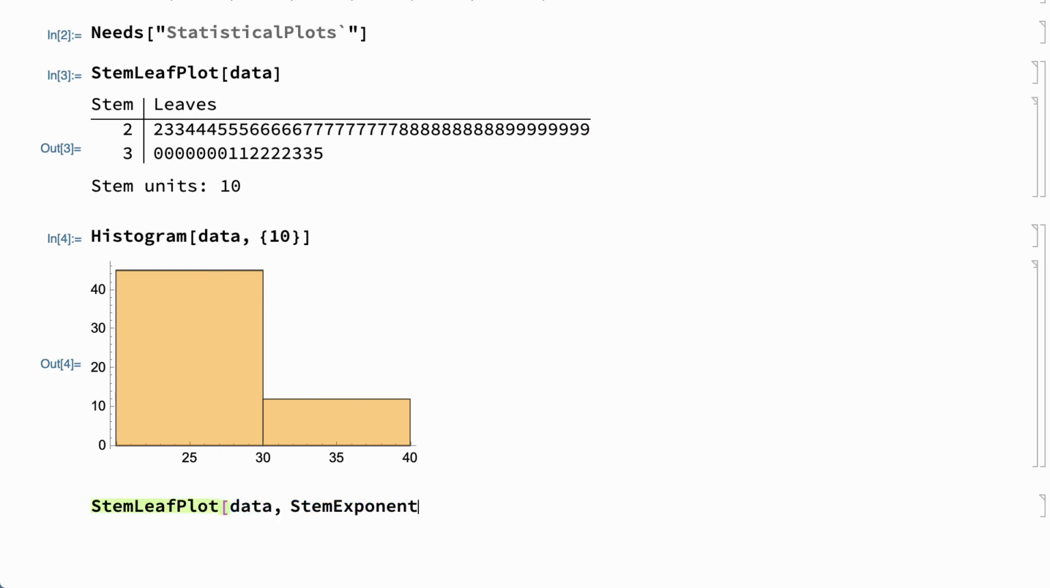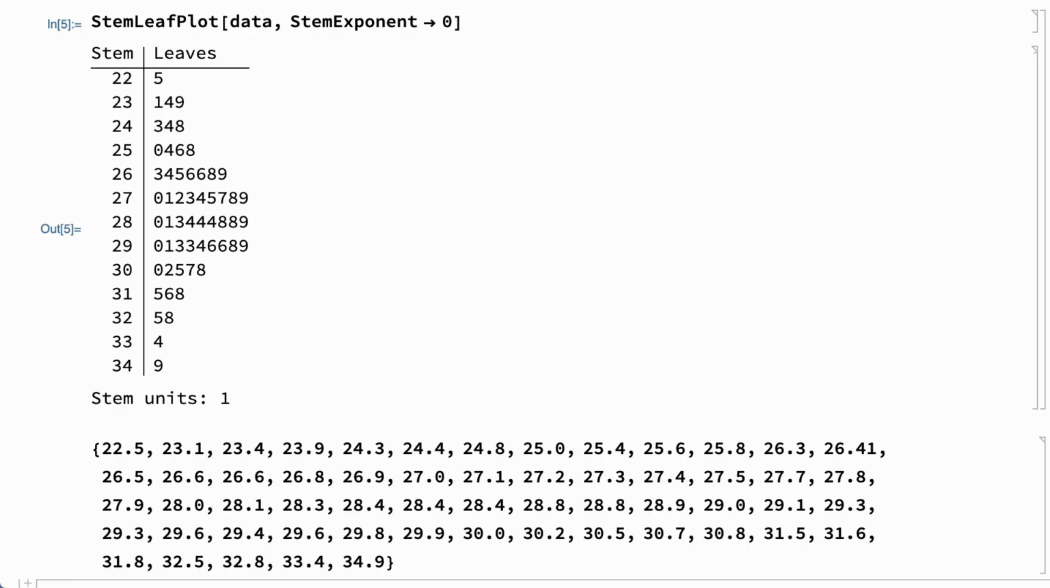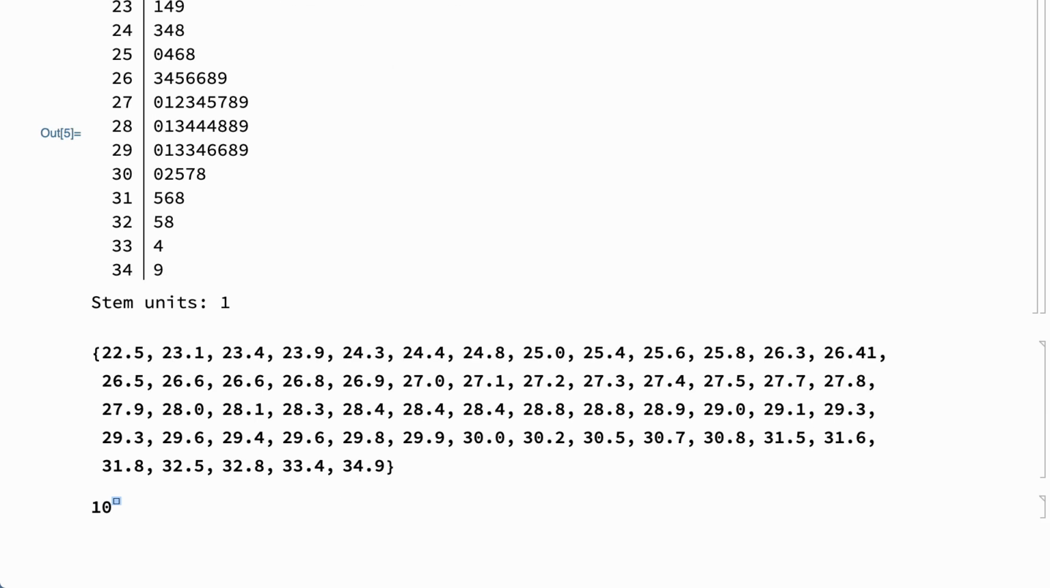Here's another stem and leaf plot for that same data, but with the stem exponent option set to 0, which gives a result that looks a bit more like a typical histogram. And here again for reference is the data. The stem exponent option controls the width of the bins. Specifically, the value of the stem exponent option is an integer that gives the decimal exponent for the width of the bins. When the value of the stem exponent option is 0, the width of each bin is 1, since 10 raised to the power 0 is 1.